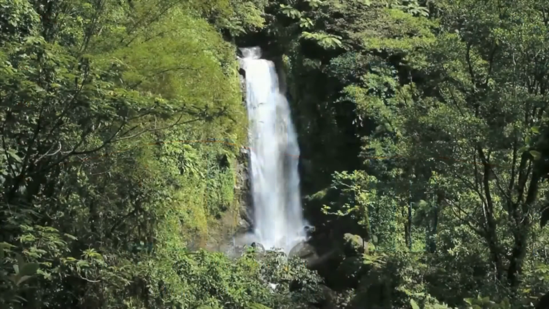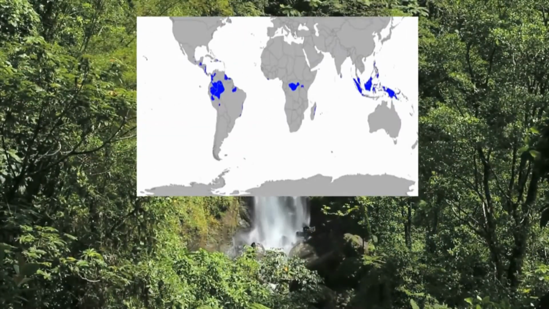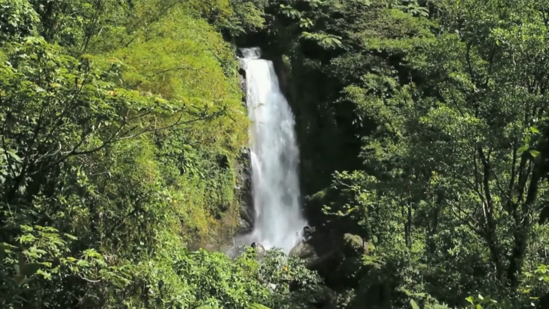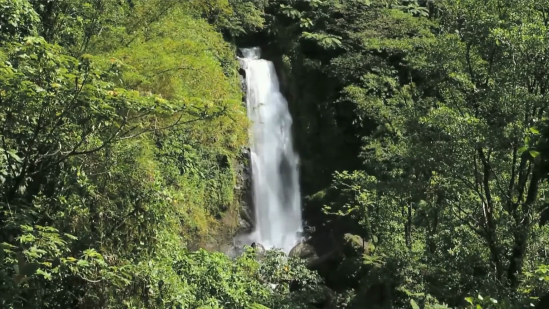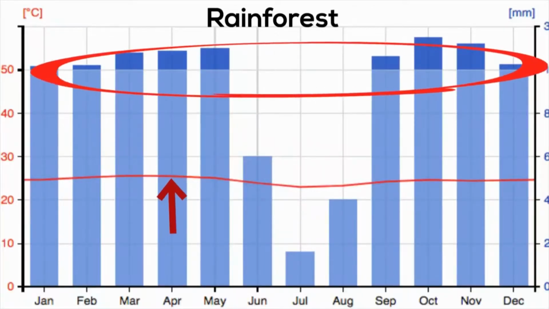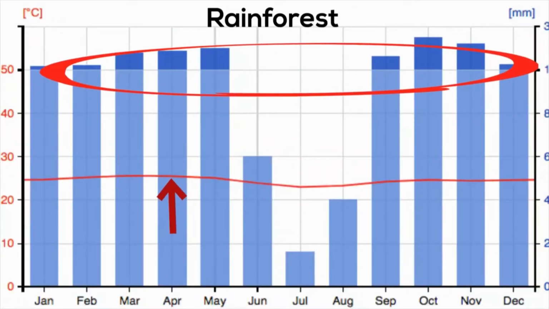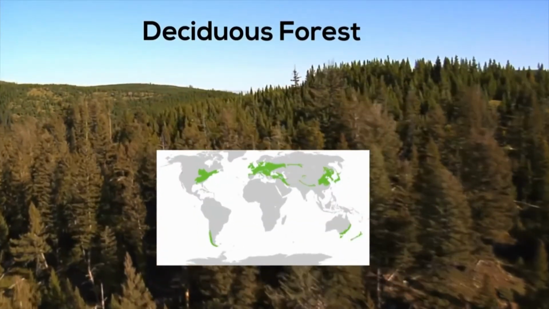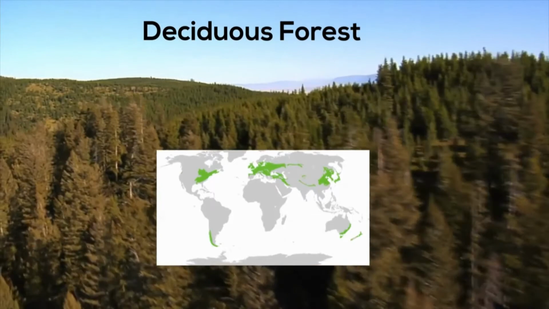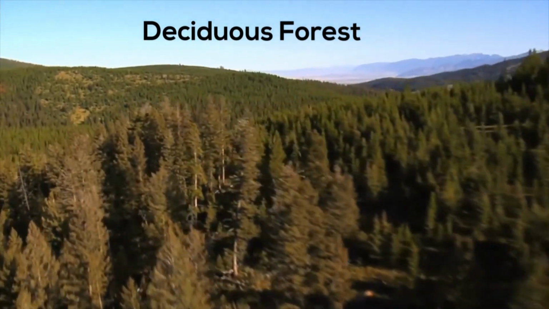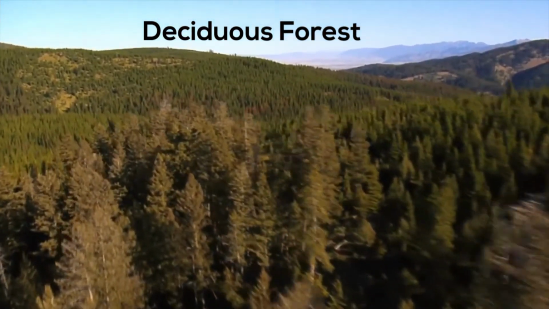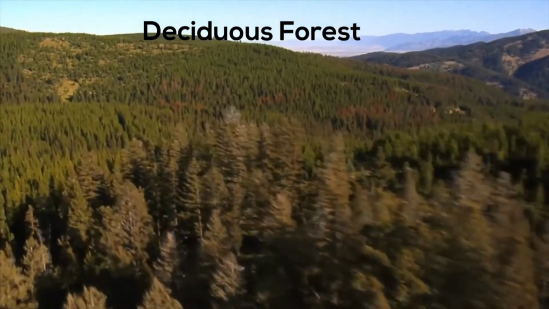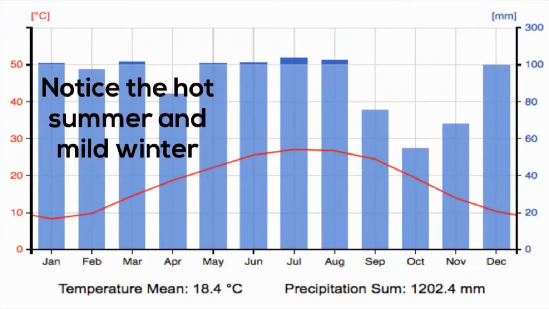The rainforest, which is found at the equator, has little variation in temperature and lots of rain. The deciduous forest is found in North America, East Asia, Europe, and Norway. Many of the trees have leaves that fall off in the winter, and they generally have 4 seasons.